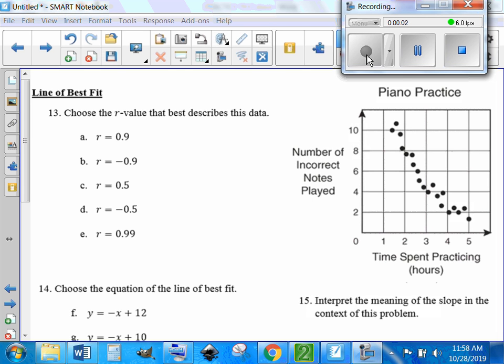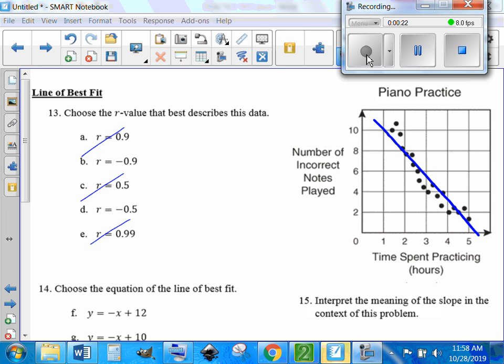Number 13, to choose the R value that best describes the data. So if we look at the graph, the sign of the R value is the same as the sign of the slope. The slope here is negative, it's trending down. So the R value has to be one of these negative values, either B or C.